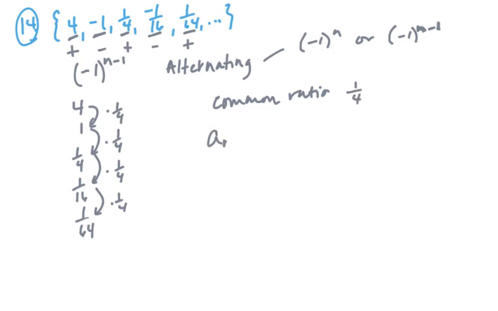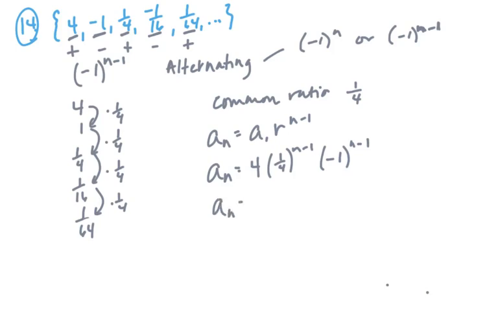So a geometric sequence says a sub n equals a sub 1 r to the n minus 1. So that's going to be nice and easy. Our a sub 1 is 4. Our r, that's our common ratio of 1/4, to the n minus 1. Now this is also an alternating sequence, so we also have minus 1 to the n minus 1. Now that should go first, so let's put that first. Negative 1 to the n minus 1. Common practice is your negative 1 to a power for your alternating sequence always goes first.